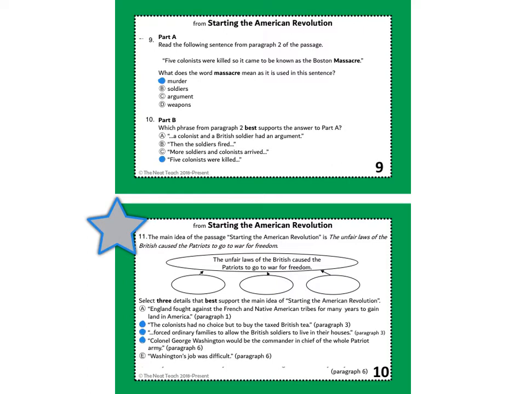All right. So B says the colonists had no choice but to buy the taxed British tea. This is proving British, number 1, and it's also giving why they felt they needed to go into war. The next one says forced ordinary families to allow the British soldiers to live in their houses. Well, that's how it's explaining more about their unfair laws and how they felt they needed freedom. And then the last one says George Washington would be the commander-in-chief of the whole Patriot Army. Well, that's proving more about the Patriots and how they went to war. This was a commonly missed question, which is why I'm taking more time to read it to you.